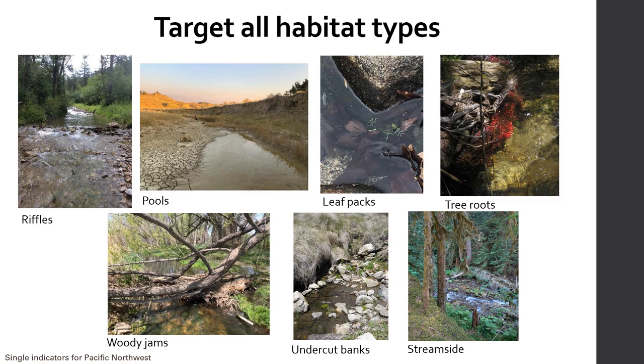Fish and amphibians are often found in the same habitats as macroinvertebrates, including riffles and pools, leaf packs and tree roots, and woody jams and undercut banks. So it is important to include all available habitats in your 20-minute search.